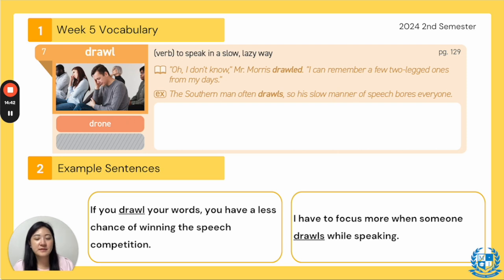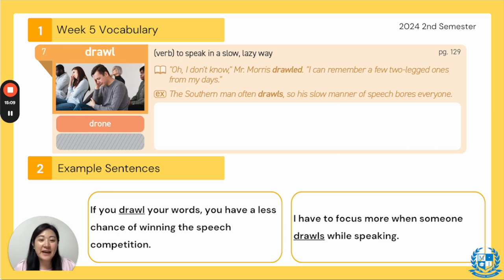Drawl. Here it says, if you drawl your words, you have a less chance of winning the speech competition. And congratulations to those who won the speech competition. I know the winners were announced and everything. Good job. I hope you're watching. But if you drawl and speak in a very slow and lazy way, of course, that's not going to help you win.